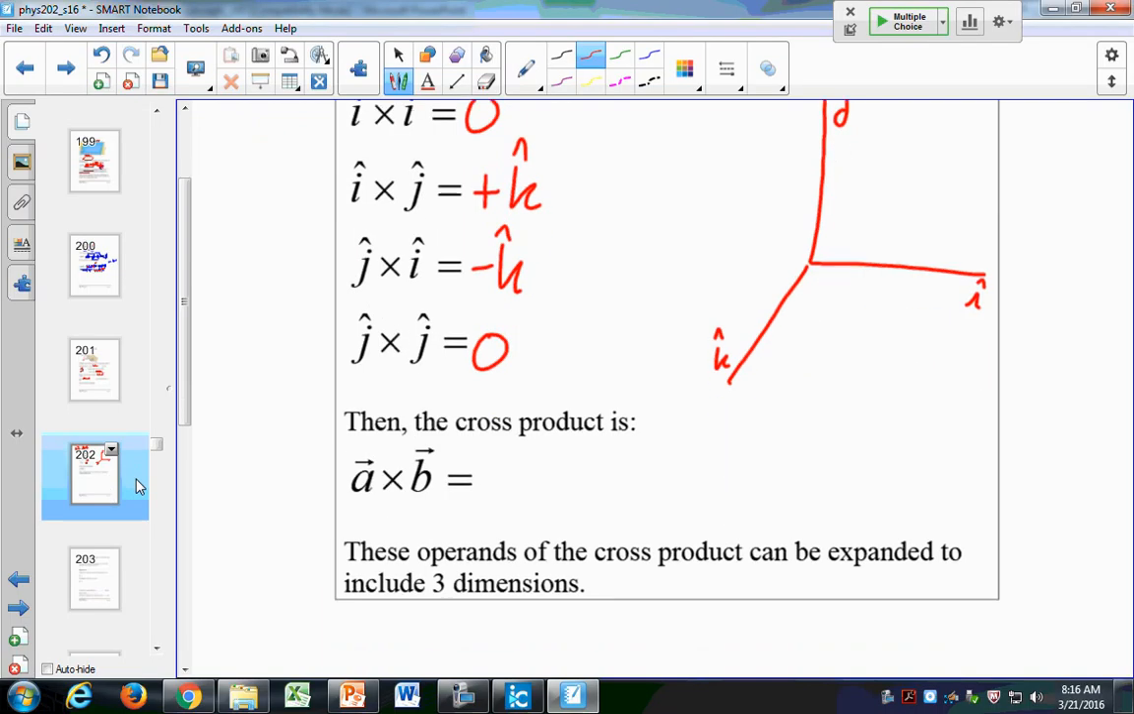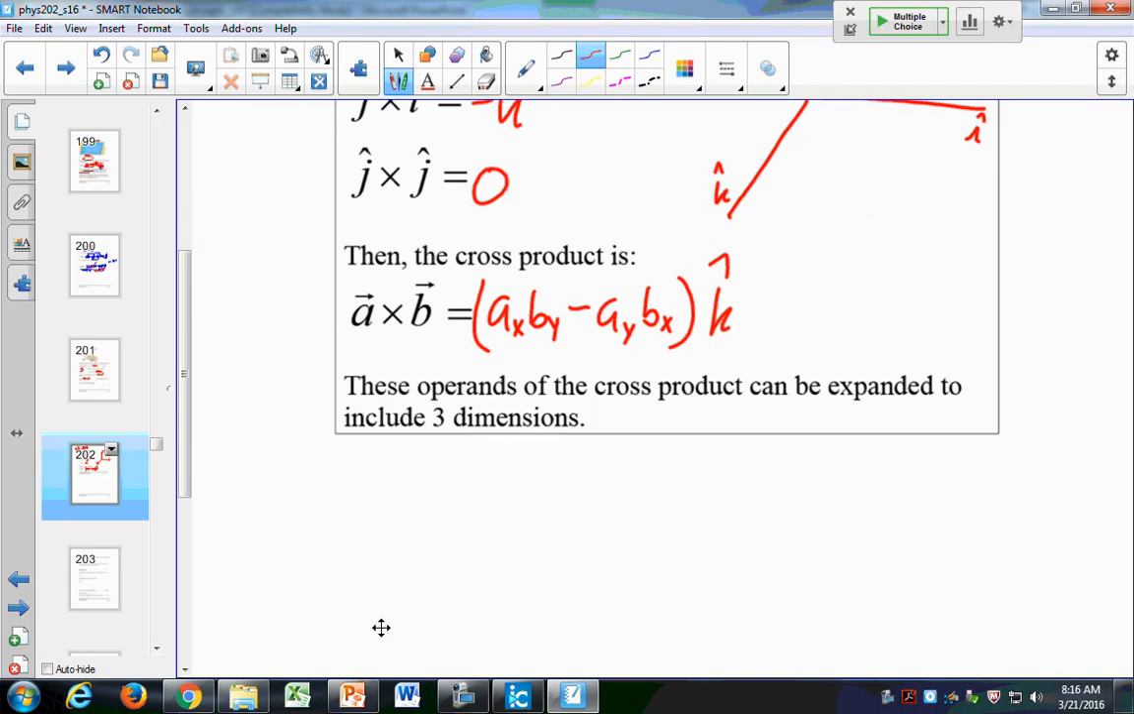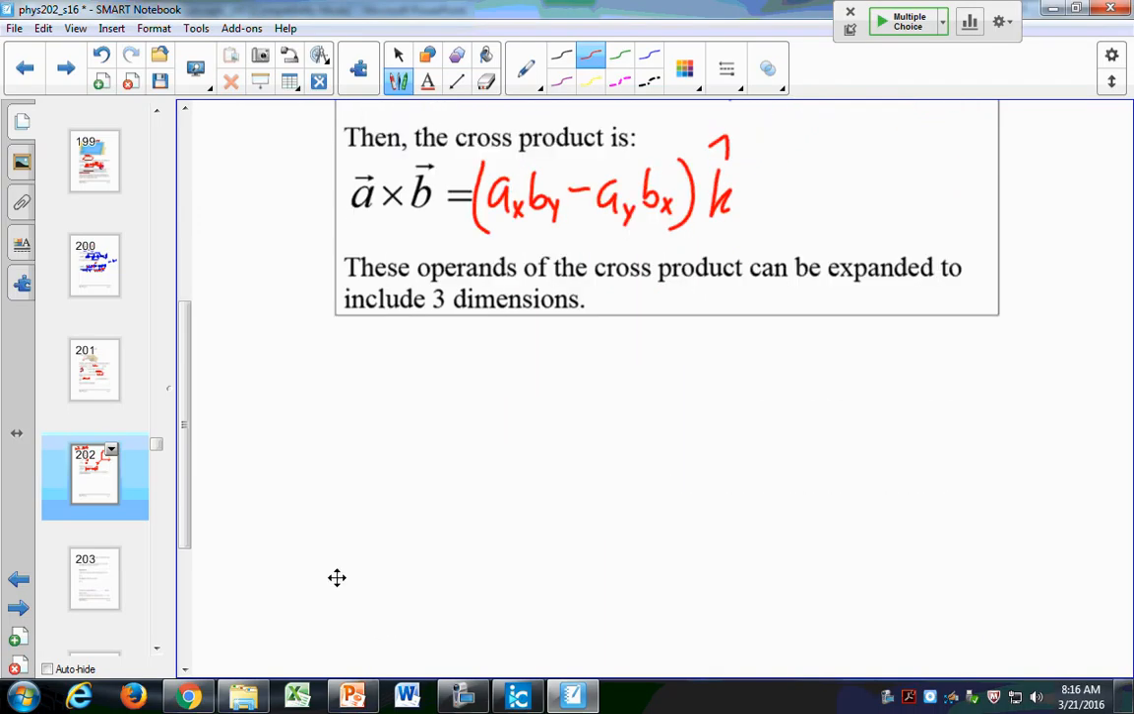Okay, so then my cross product is going to be AX BY minus AY BX times K. All right. Don't sweat it if you're not getting that. We'll do some examples next time, and you'll get it by the end. It's really actually pretty simple. The right-hand rule can be a little confusing, but you'll get it just fine.